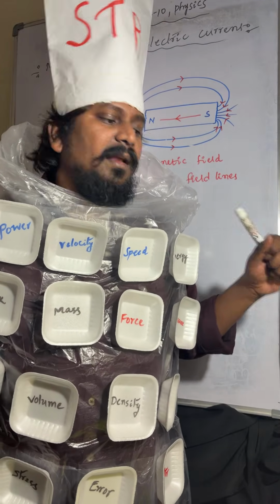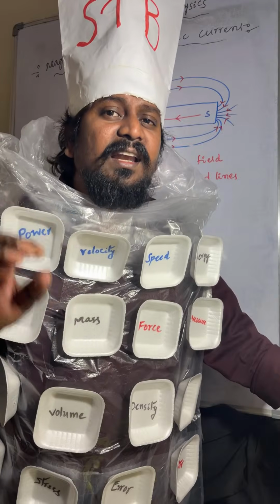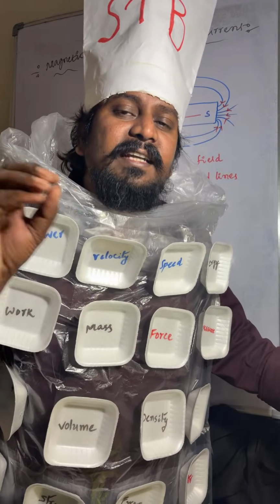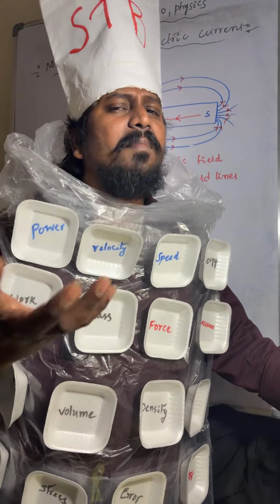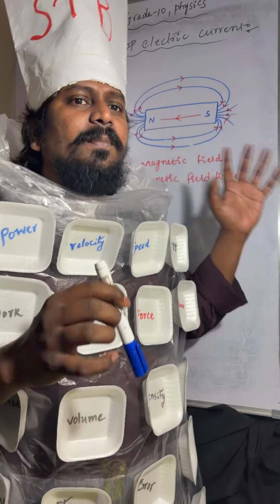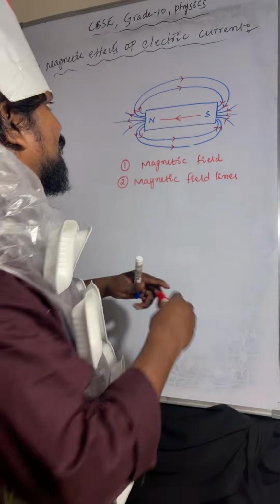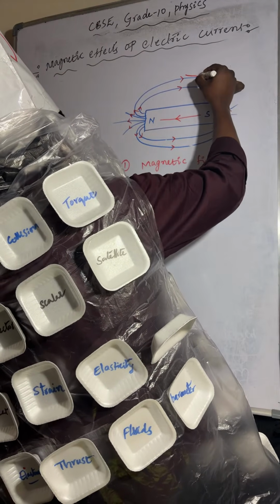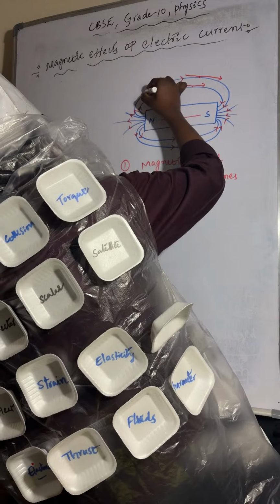So normally, if you want to identify the magnetic field direction at a particular point in the magnetic field, we know that the magnetic field direction outside is north to south. But at a particular point, if you want to identify the magnetic field direction, you have to draw the tangent to the magnetic field line. I want to know the magnetic field direction at this point.